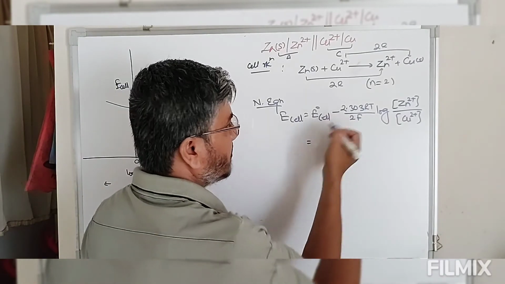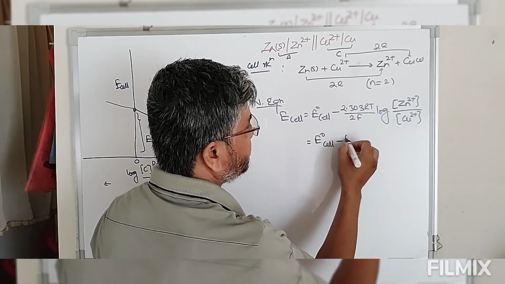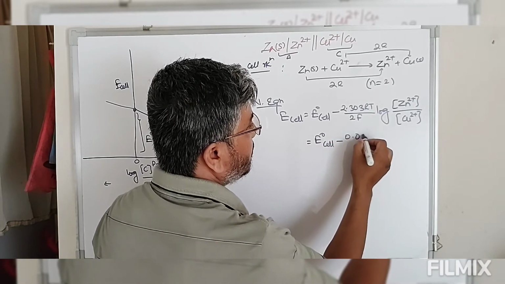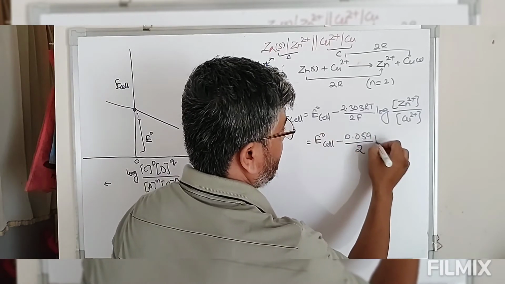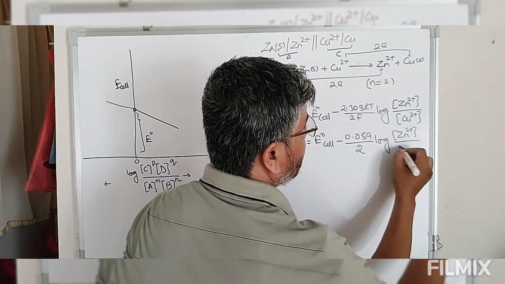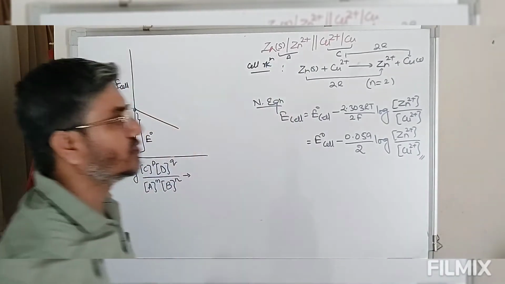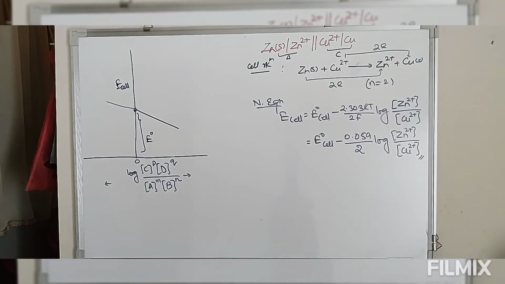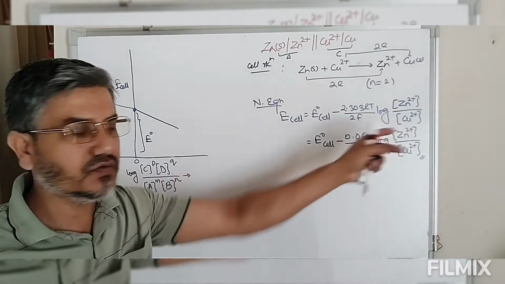So under room temperature condition, this can be written as E naught cell minus 0.059 divided by 2, this is N, logarithm of concentration of zinc plus 2 divided by concentration of copper plus 2. This is how we write down the Nernst equation. So for this, the concentration will be given to you.